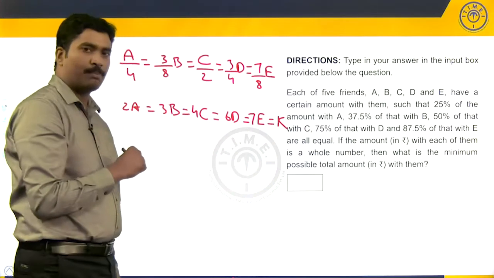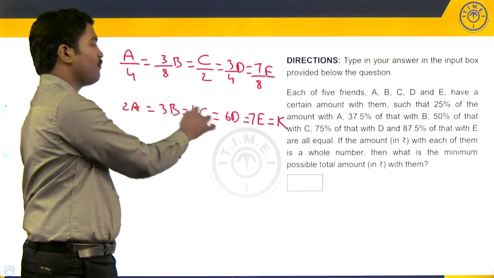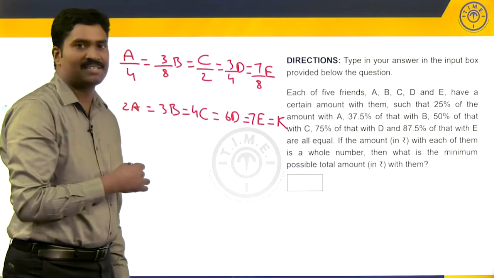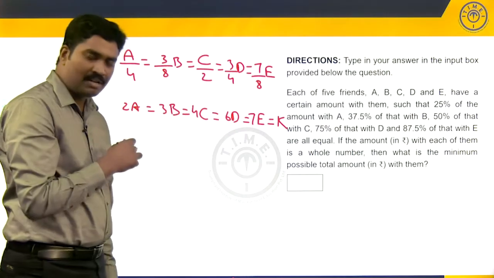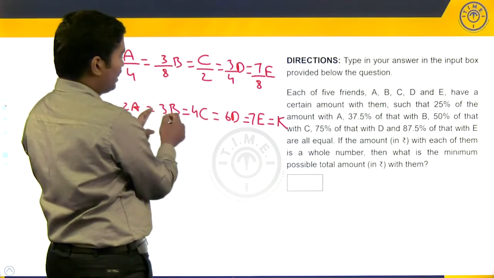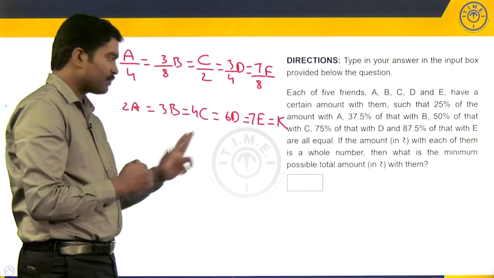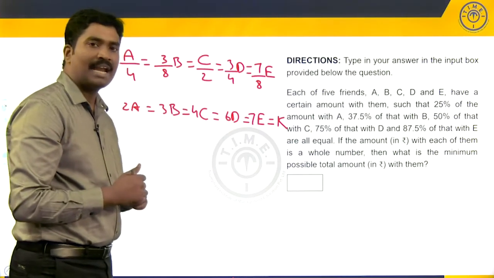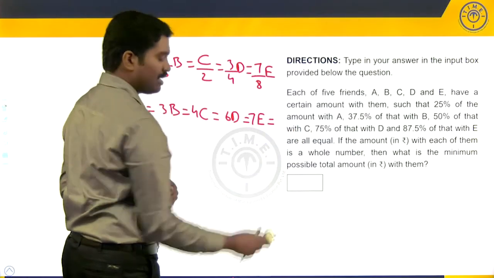Now this K should be such that it should be 2 into something, 3 into something, 4 into something, 6 into something and 7 into something. K is a multiple of 2, 3, 4, 6 and 7. So what is the LCM of 2, 3, 4, 6, 7? 2 is included in 4 anyway, 3 is included in 6 anyway. So LCM of 4 and 6 is 12. 12 and 7, LCM is 84. So the minimum value that K can take is 84.